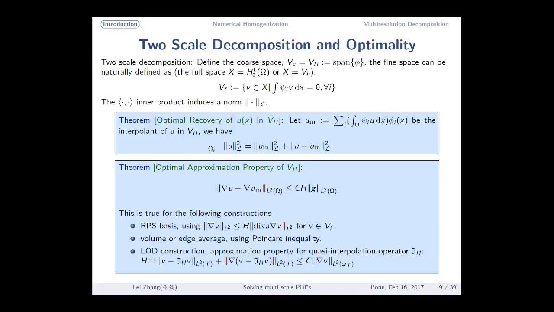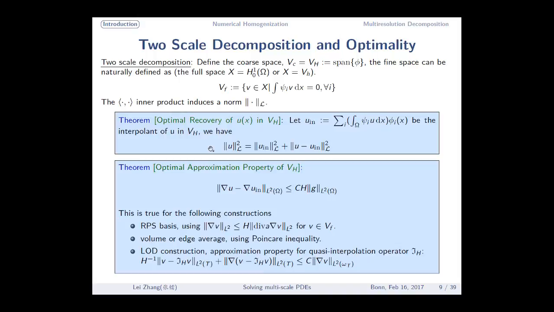And you can have the two-scale decomposition, and you can have the optimality, which you have seen. This two-scale decomposition is something like this: you have the coarse space, and the coarse space is the span of this basis. And also we have the fine space, the space such that all the observables are zero. We can define the corresponding norms, and we have this optimal recovery. Basically that means the coarse space and the fine space are orthogonal. So you have the optimal recovery of U in V capital H.